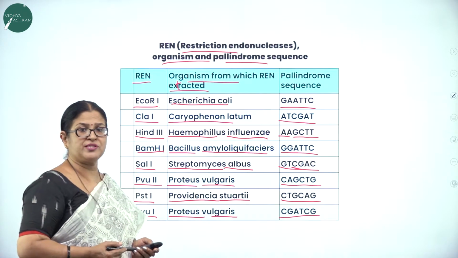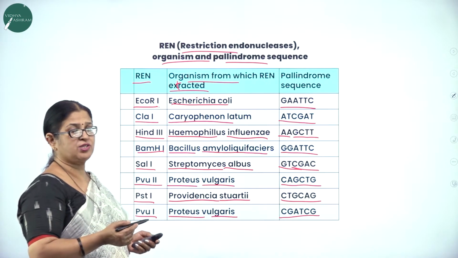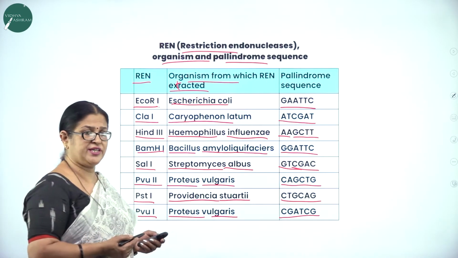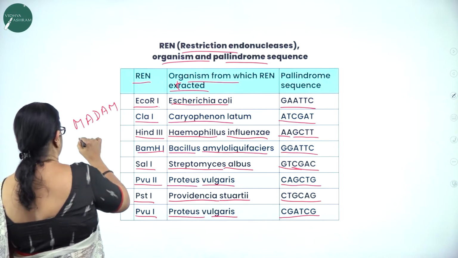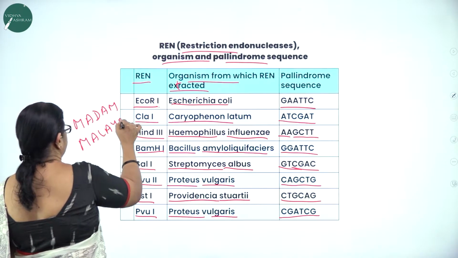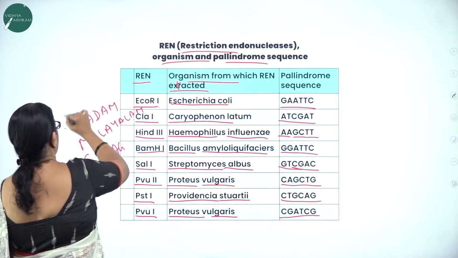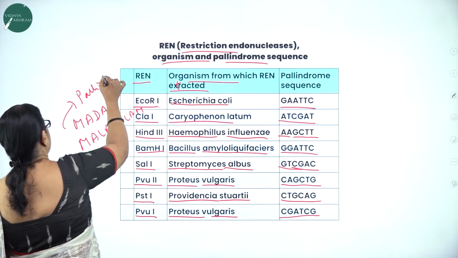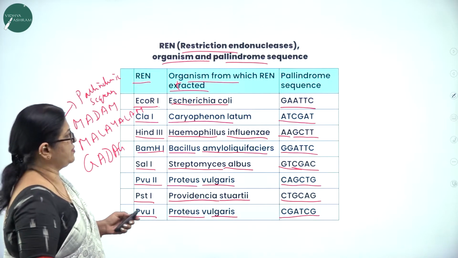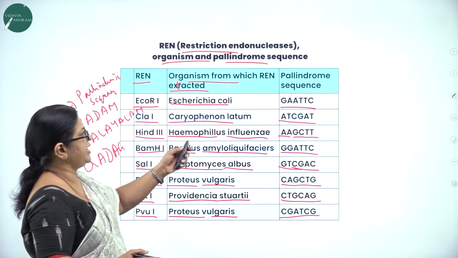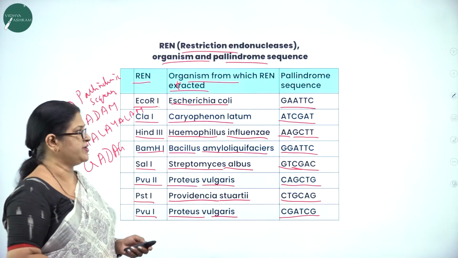Do you know what palindromic sequences are? The sequences which read the same from both sides are called palindromic sequences, as we have already studied in the previous session. For example, Madam, Malayalam, then Gadag. So these are called palindromic sequences. Here GAATTC, here ATCGAT. So all these are palindromic sequences.